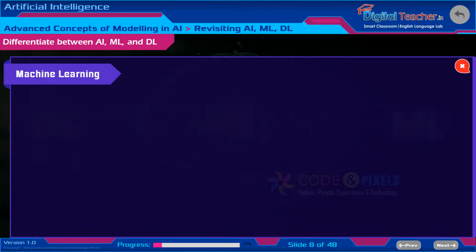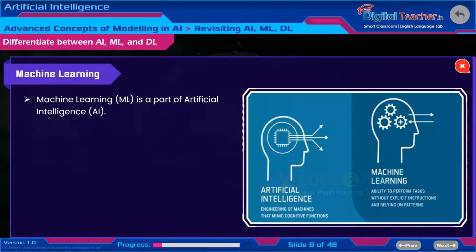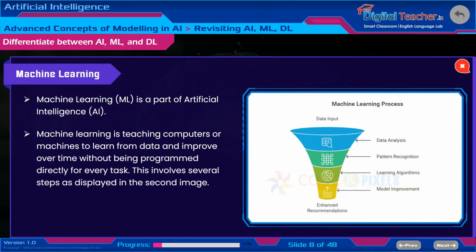Machine learning. Machine learning is a part of artificial intelligence. Machine learning is teaching computers or machines to learn from data and improve over time without being programmed directly for every task. This involves several steps as displayed in the second image.